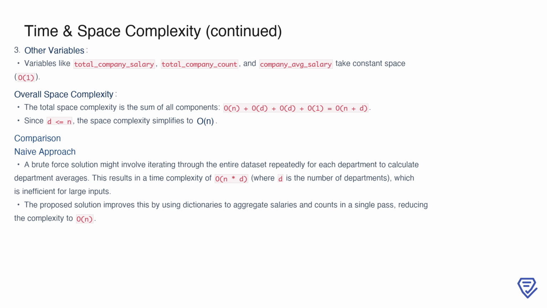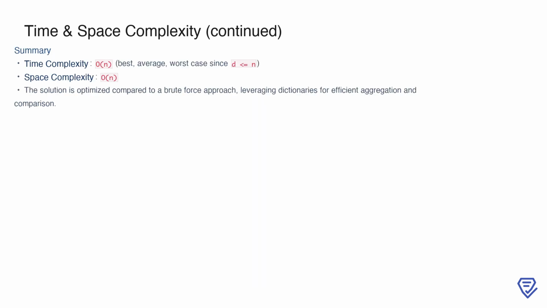A brute force method might involve iterating through the dataset repeatedly for each department to calculate department averages. This would result in a time complexity of O(n*d), which is highly inefficient for large datasets. In contrast, the proposed solution aggregates salaries and counts in a single pass using dictionaries, achieving a significantly better time complexity of O(n). To summarize, the time complexity of the solution is O(n) in all cases, best, average, and worst, since the number of departments, d, is always less than or equal to the number of employees, n.